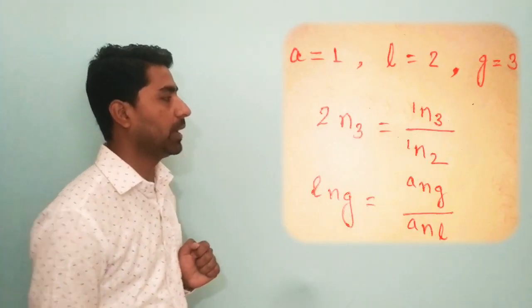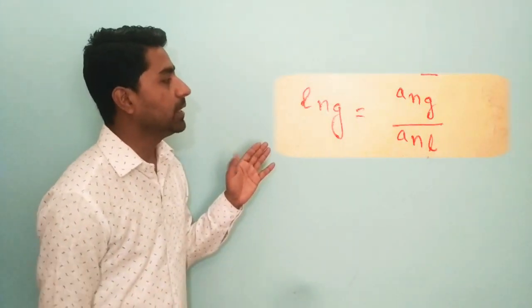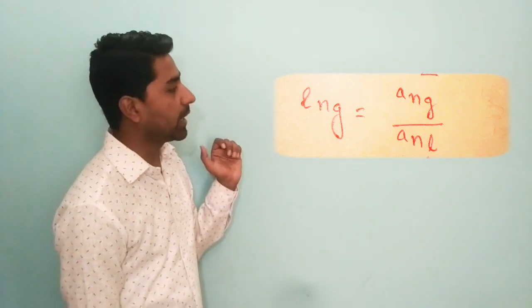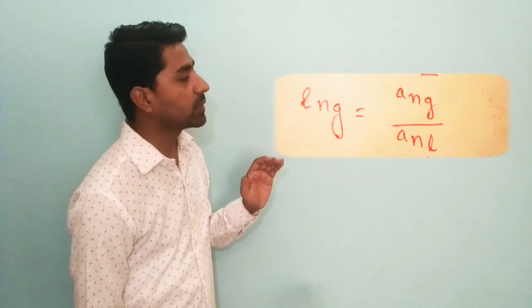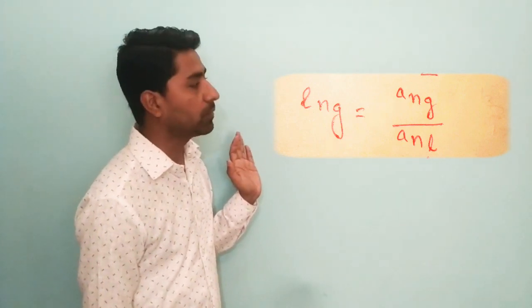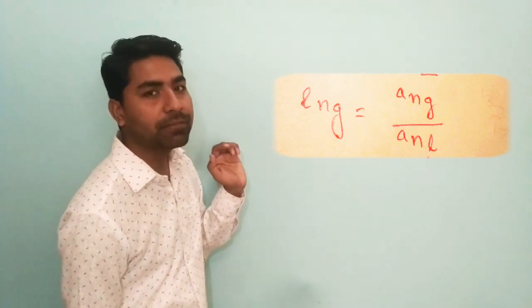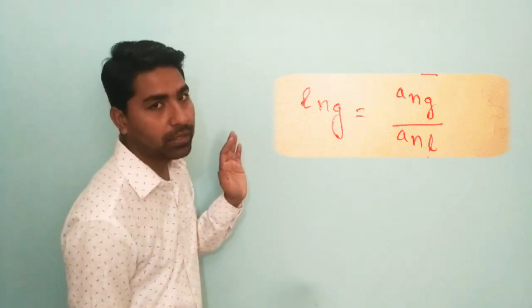Suppose we want to find the refractive index aNg, which means the refractive index of glass with respect to liquid. So if it is there, at that time lNg, the refractive index of glass with respect to liquid, can be written as the refractive index of second medium upon refractive index of first medium, means the refractive index of glass upon the refractive index of liquid.